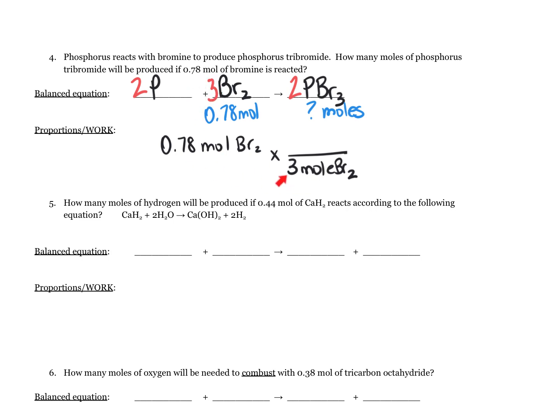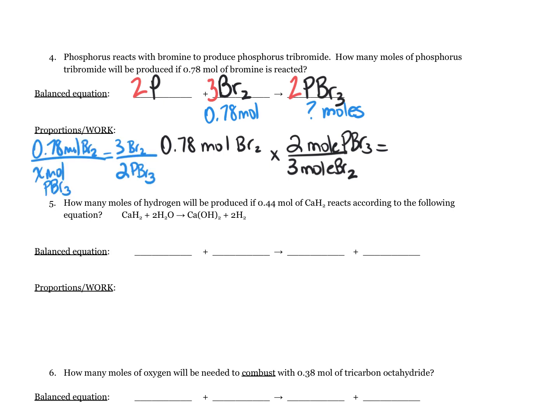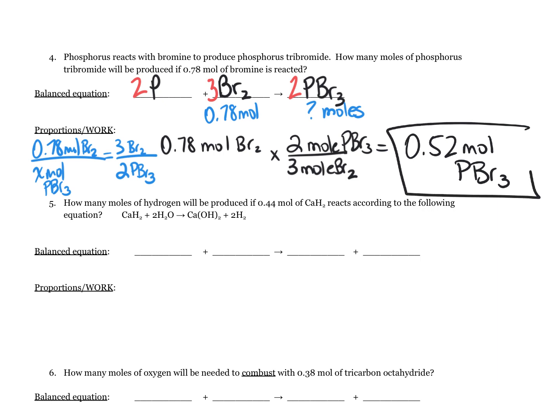It says 3 moles. So according to my balanced equation, I need 3 moles of bromine to react, and when that happens, we're going to make 2 moles of phosphorus tribromide. So that's what's going to go on the top is my 2 moles of phosphorus tribromide. Now I can go ahead and solve. I did go ahead and put in blue the cross multiply and solve for x method. No matter which way you use, you should still get the same answer of 0.52 moles of phosphorus tribromide.